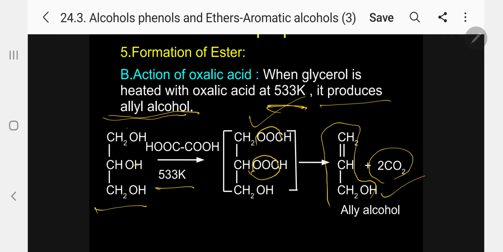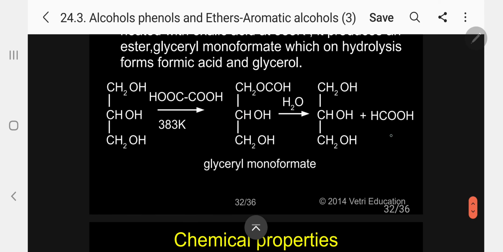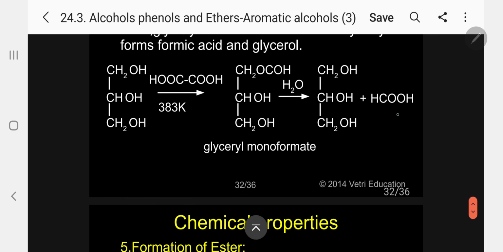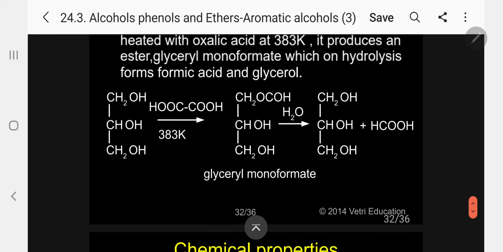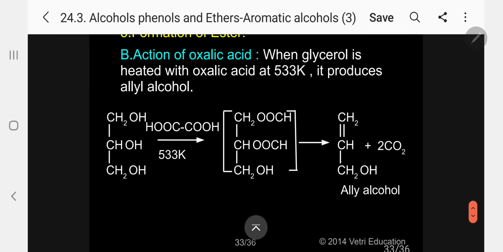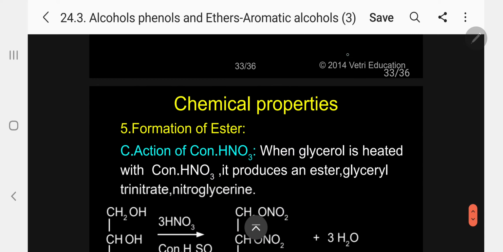Kindly see, at low temperature formic acid, at high temperature allyl alcohol. Kindly follow. Low temperature, that is 383, formic acid; 533, it is allyl alcohol.